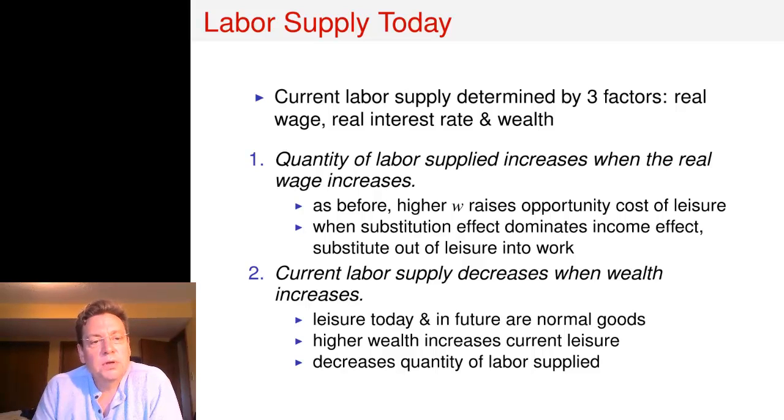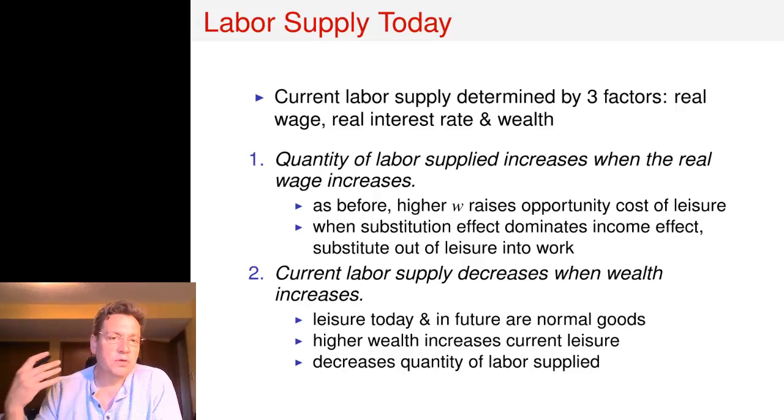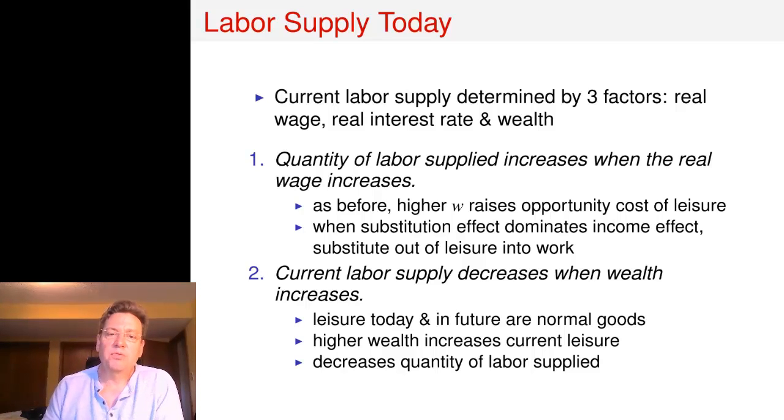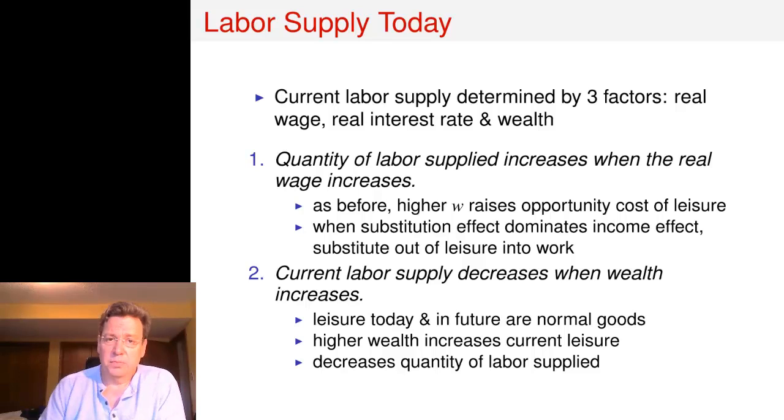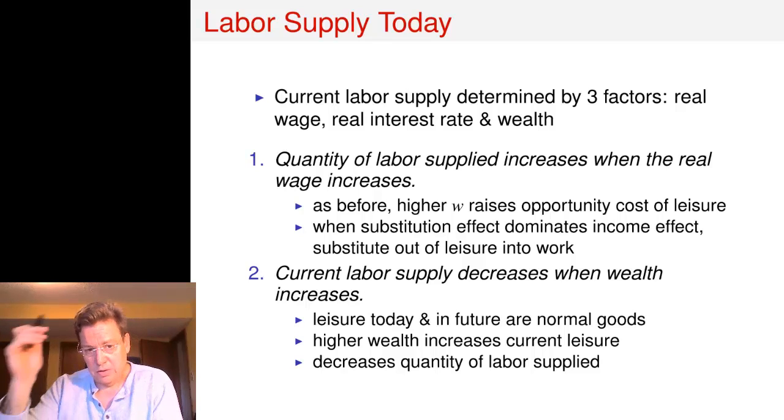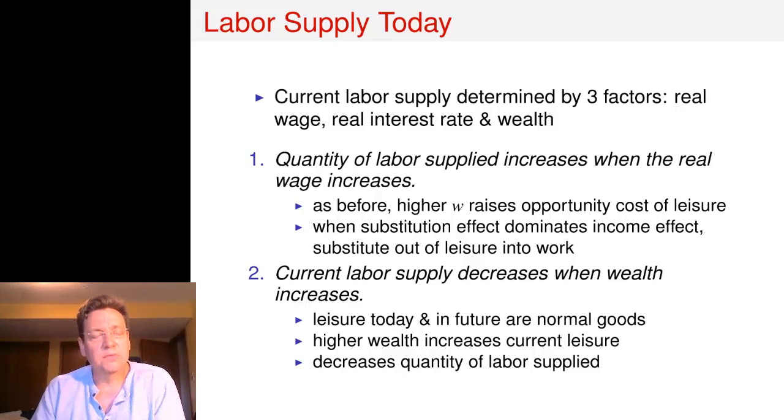So first, the quantity of labor supplied is going to increase when the real wage increases. So this is just the same argument that we made before. A higher wage increases the opportunity cost of leisure. When the substitution effect dominates the income effect, then you substitute out of leisure and into work. This is what creates the upward sloping supply curve for labor when the wage is on the vertical axis.